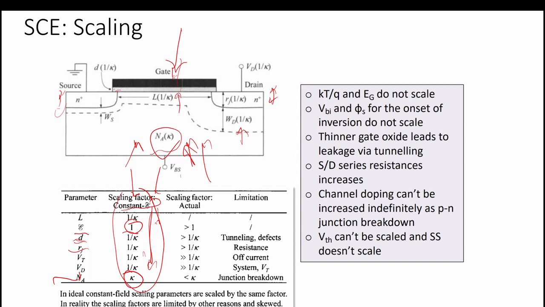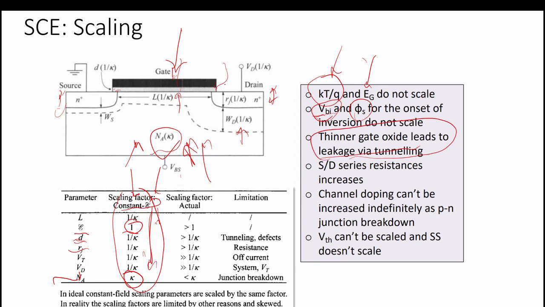What we cannot do is control the thermal energy or the band gap. VBI and phi s for the onset of inversion do not scale. Also the semiconductor-oxide interface phi si. A thinner gate oxide leads to leakage current. This is the problem actually.